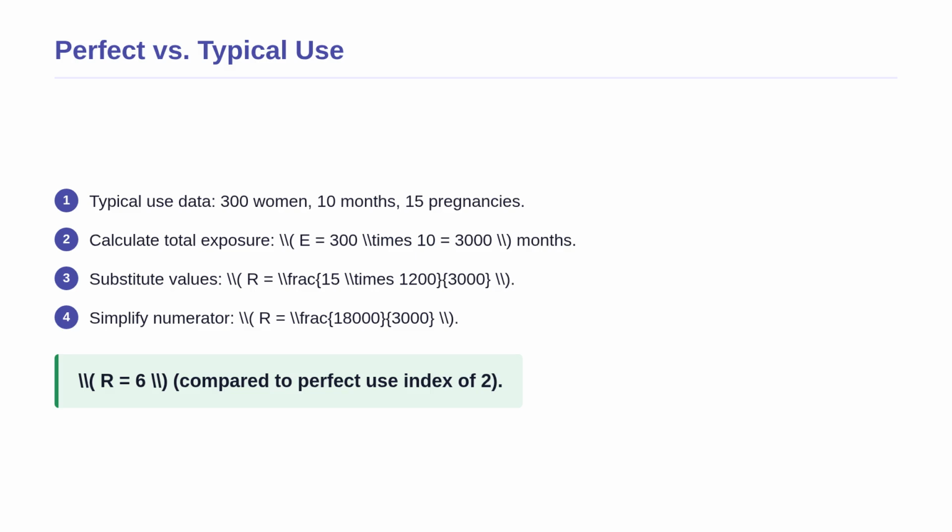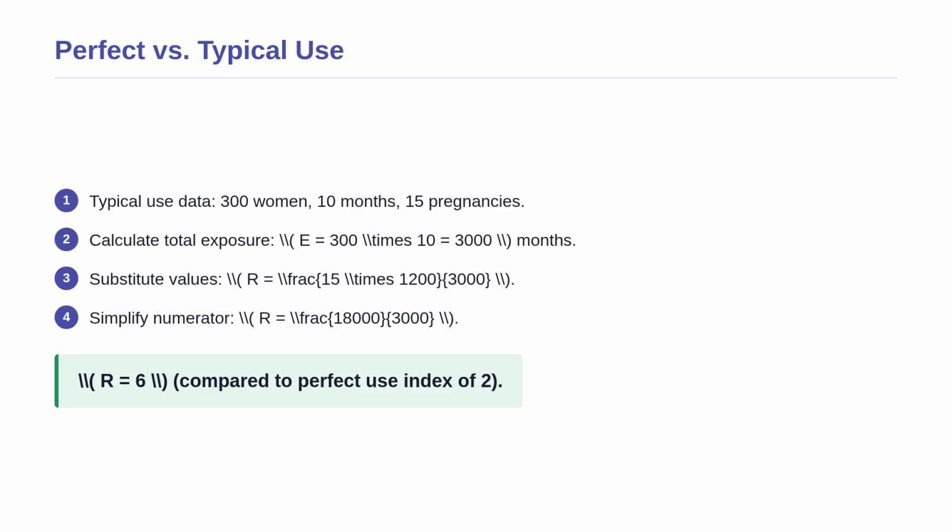Having seen a straightforward trial, let us evaluate a scenario involving human error. A study evaluates a barrier method under typical use conditions, where people might make mistakes. We are given 300 women using the method for 10 months, resulting in 15 pregnancies. We must calculate the typical use Pearl Index and compare it to the perfect use index of 2.